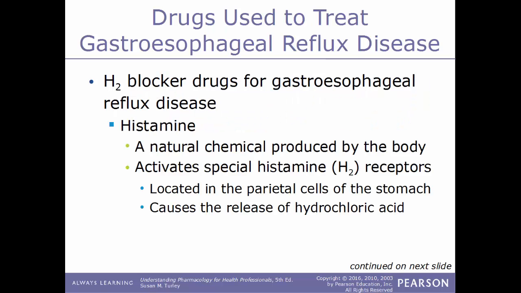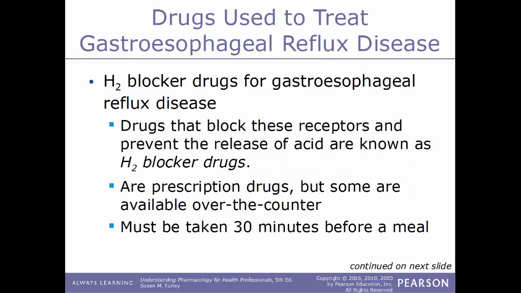Another type of drug that is used to treat GERD are H2 blocker drugs. And this H2, the H is a reference to histamine. Now, histamine is a natural chemical that's produced by the body, and this will activate special receptors called histamine receptors, H2. And these are found in the parietal cells of the stomach. And the parietal cells are the cells that produce hydrochloric acid. So H2 blocker drugs are drugs that block these receptors and prevent the release of the hydrochloric acid. So that's why they're known as H2 blocker drugs.